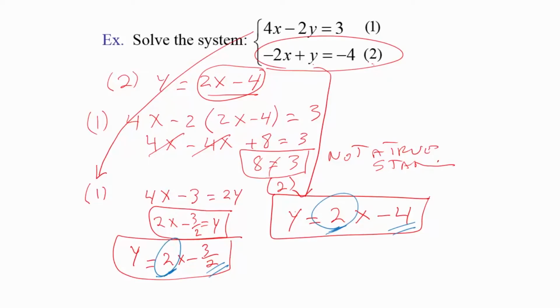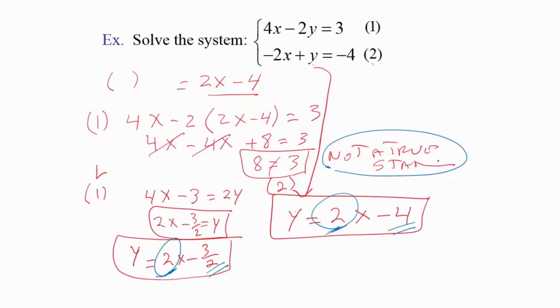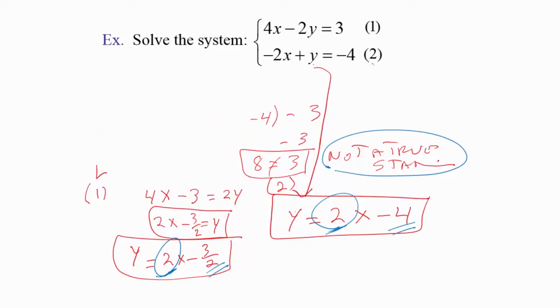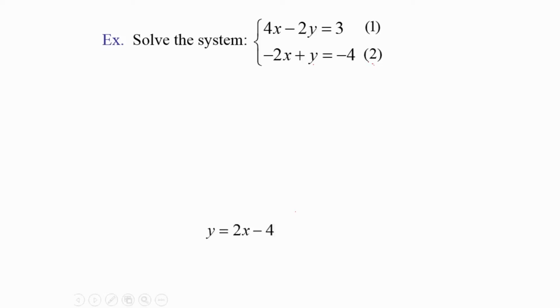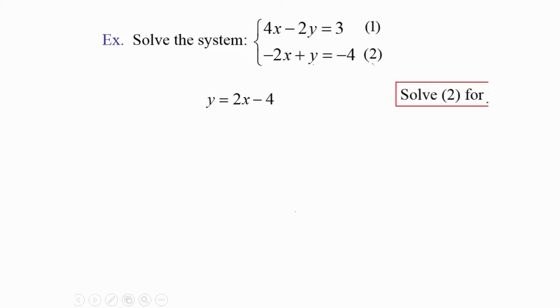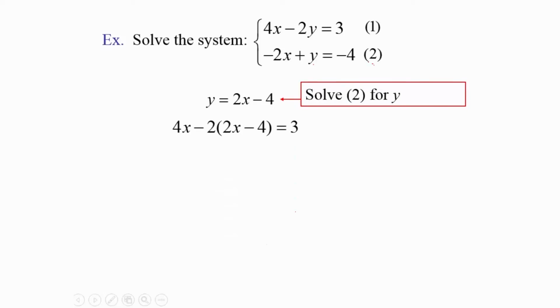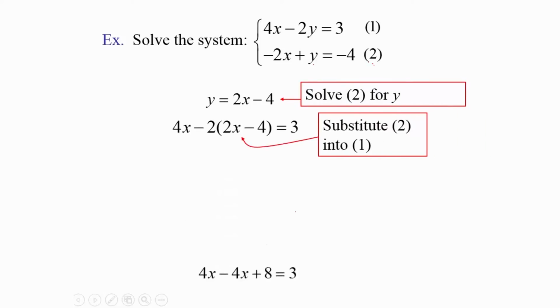So if you get a statement which is not true when you're solving, such as 8 equals 3, that means the two lines are parallel to each other and there is no common point. There is no crossing of the two lines. No unique solution. As usual, let's see what they have done. Again, from the second one, solve for y, plug it back into the first one, simplify.